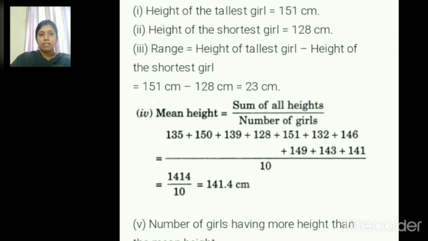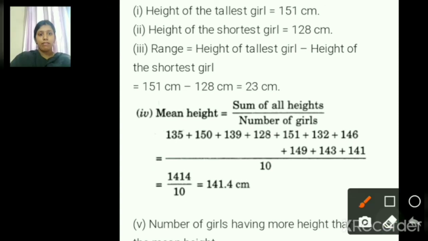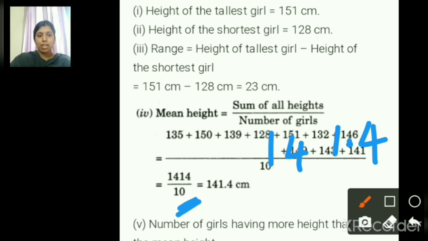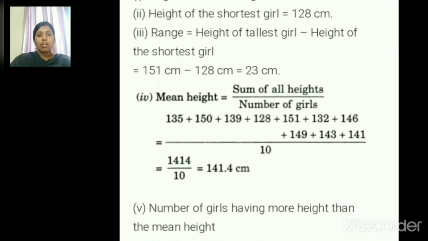Now fourth subdivision, we have to find the mean. So add all the heights, divided by 10. When you add all the heights, you are getting 1414. Okay, so 1414 divided by 10. So the denominator is 10, so we have to place a decimal before one number. So we have 141.4 centimeter. Okay, now we got the mean height.